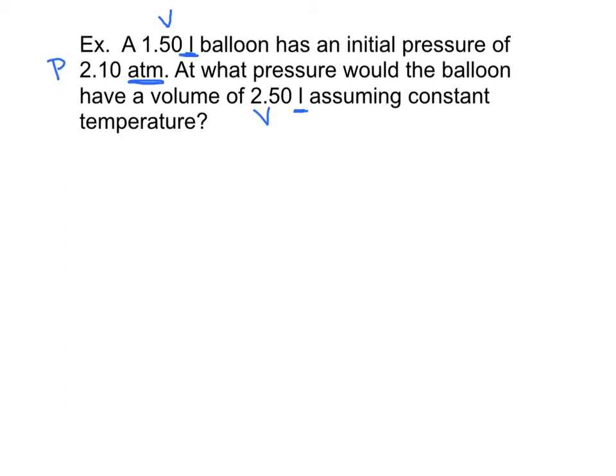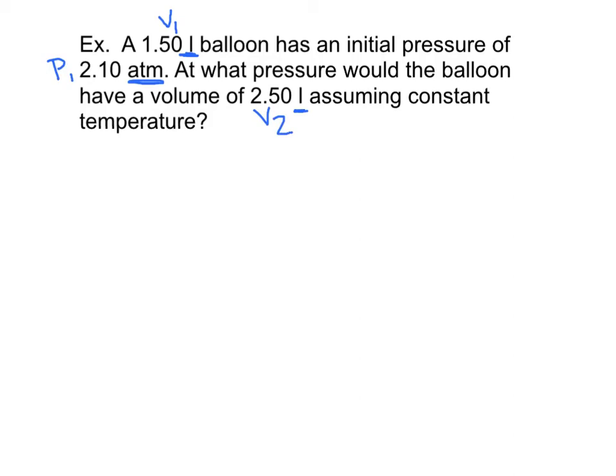So we need to find out which one's initial and which one's final. Notice these go together: a 1.5 liter balloon has an initial pressure of this. Since they go together, these are both the initial, and it says initial right there. It won't always say initial, but these are your initial volume and pressure, V1 and P1. They could be twos, but it works out better if you start with your starting ones as the ones. And this second volume, at what pressure would the balloon have a volume of this? This is the new volume, so this is V2.